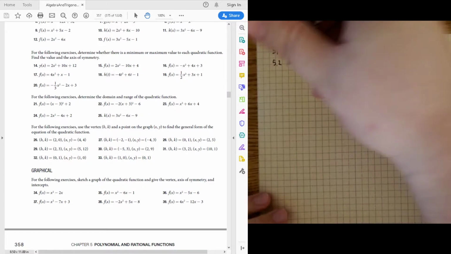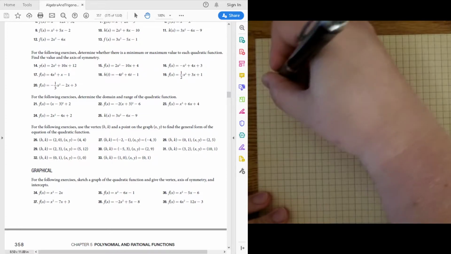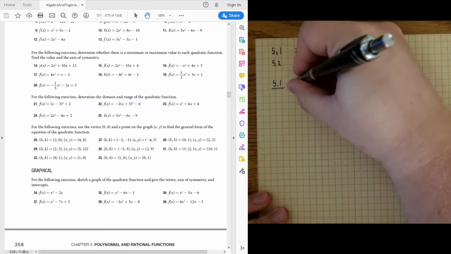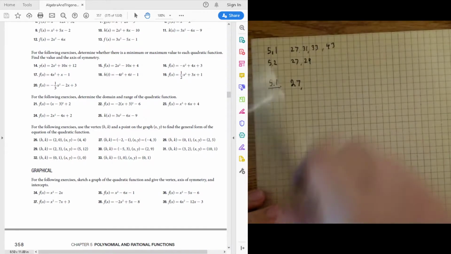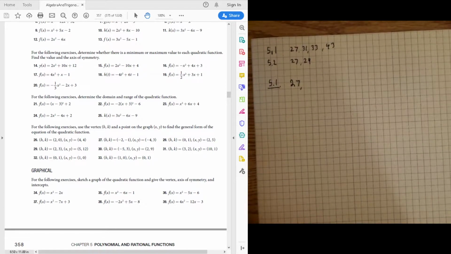So let's take a look at section 5.1 first. In section 5.1, we had 4 questions. Number 27 was the first one, so let's take a look at 27. 27, 31, and 33 are the first 3 questions, and they're all very similar. So I'm going to do 27 and 31 for sure, and then if we need to, I can do 33 a little faster to showcase the different ways.